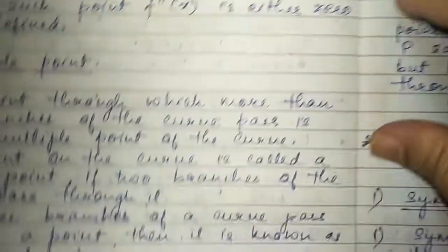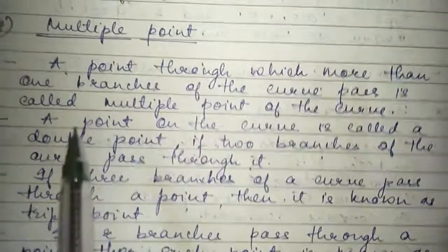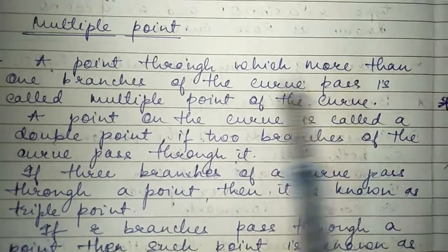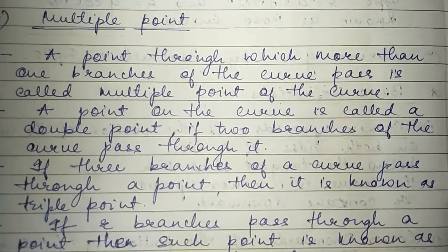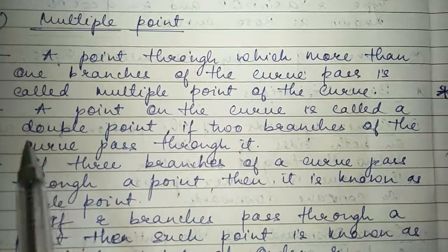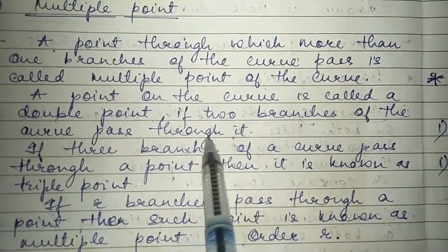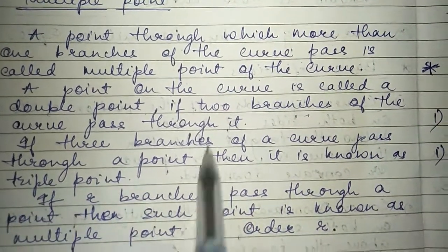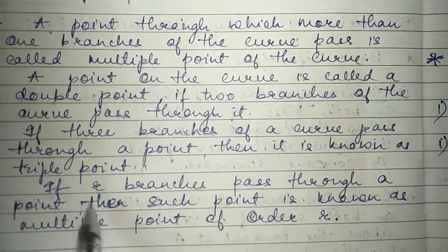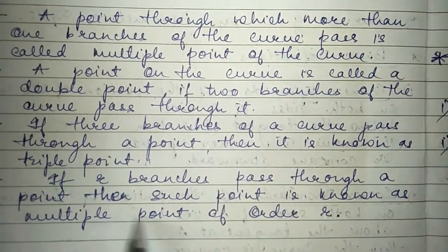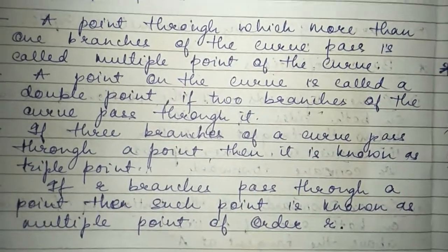Then we have the multiple point. What is a multiple point? A point through which more than one branch of the curve passes is called a multiple point of the curve. Now a point on the curve is called a double point if two branches of the curve pass through it. If three branches of a curve pass through a point, then it is known as the triple point. And if r branches pass through a point, then such a point is known as a multiple point of order r.